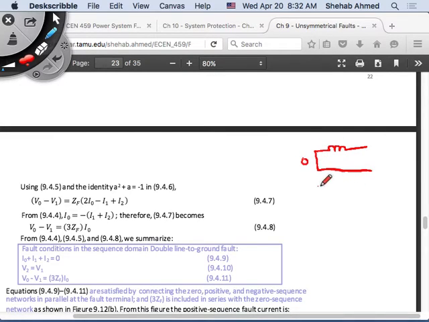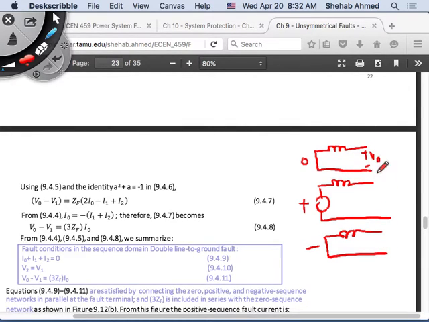Zero, positive, and negative. So these are my sequence circuits. This is V0, V1, V2, and this is I0, I1, I2. These are your circuits. They're telling you that I0 plus I1 plus I2 are equal to 0. They're also telling you that V1 is equal to V2.